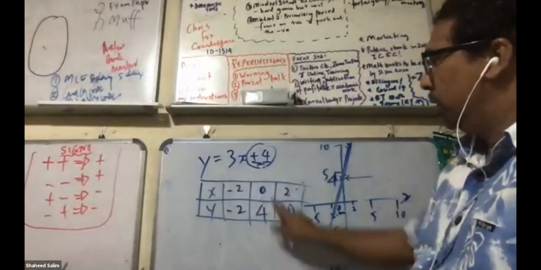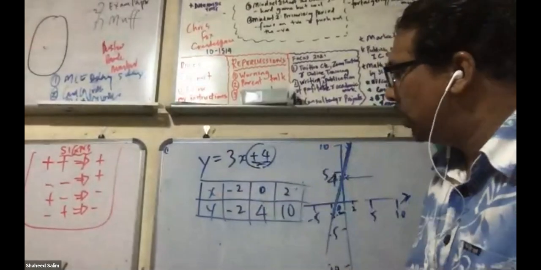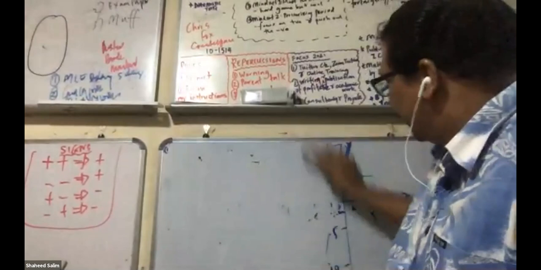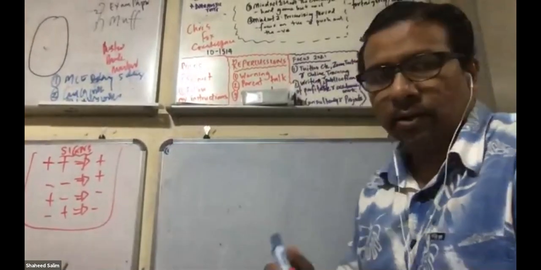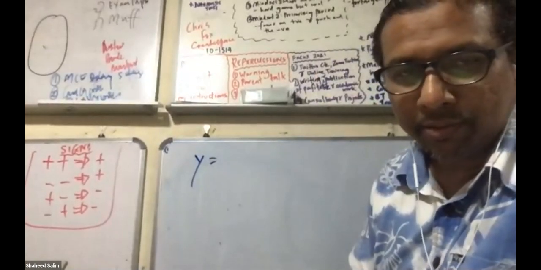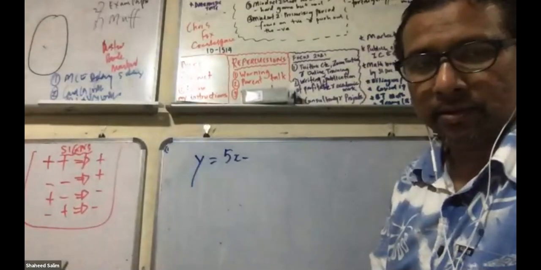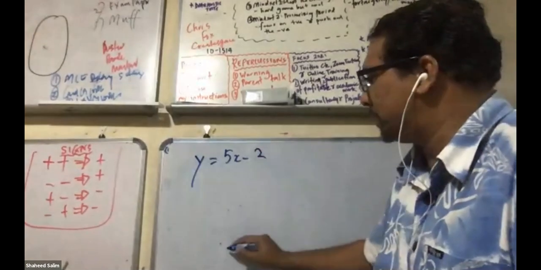Okay, so now you see this. Later on, we'll go for 3x. Now, I want you to know how to create the table. Inshira, you give me another equation. Y equals 5x minus 2. Okay, let's see.